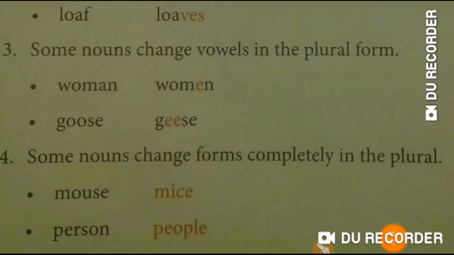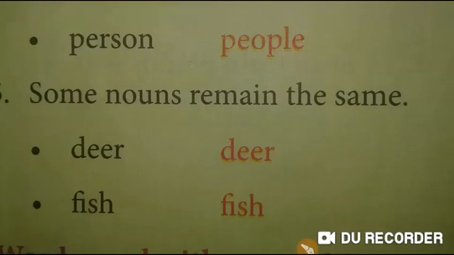Some nouns change forms completely in the plural. For example, mouse becomes mice. Mouse and mice are two different words. Some nouns remain the same in both singular and plural forms. For example, deer, fish.